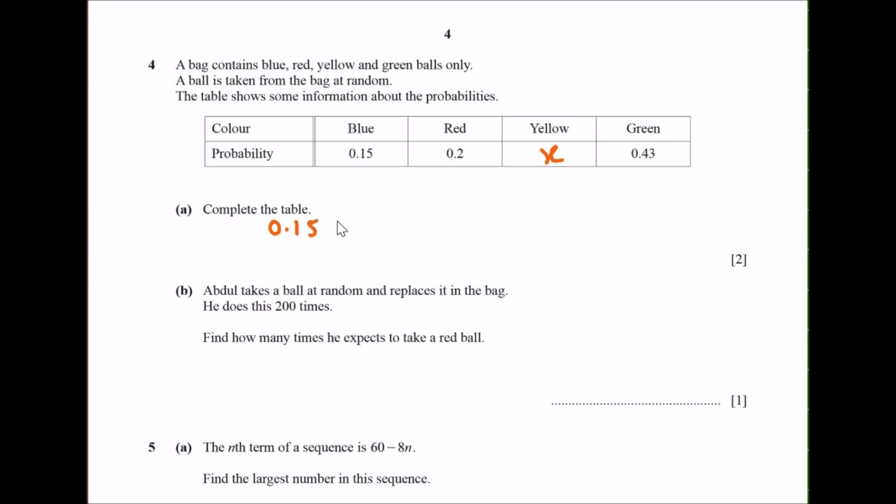0.15 plus 0.2 plus x plus 0.43 is equal to 1. So x equals 1 minus the sum. If you add all and subtract from 1, you will be getting 0.78 when adding all this. So the answer will be 0.22.